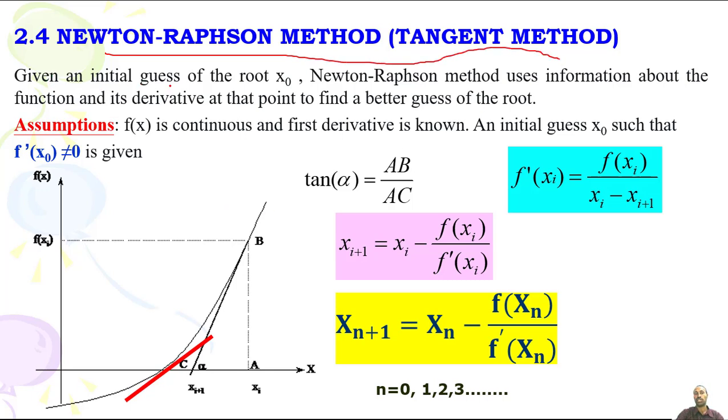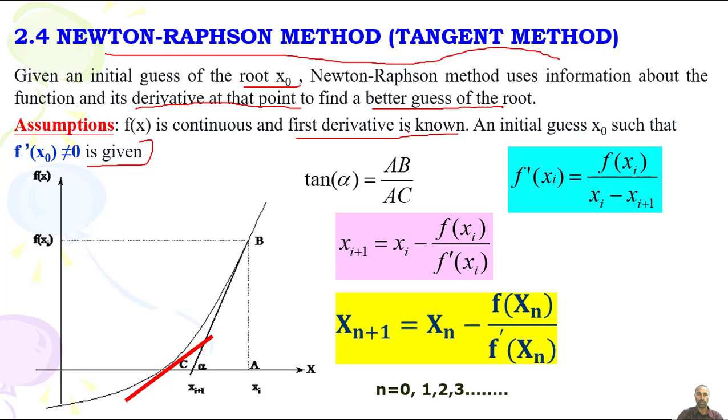Tangent method. Given an initial guess of the root x0, the Newton-Raphson method uses information about the function and its derivative at that point to find a better guess of the root. So we are going to use the derivative of the function at that point, which means dy by dx should not be equal to 0, so that you will have the calculation. So the assumption is f of x is continuous and the first derivative is known.